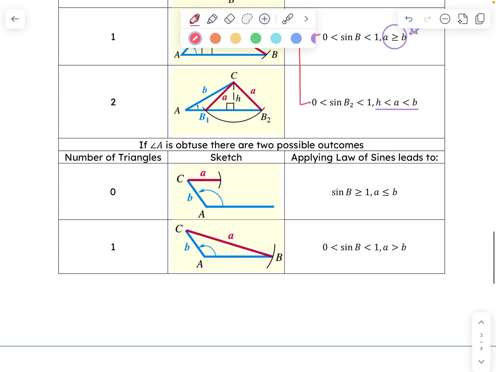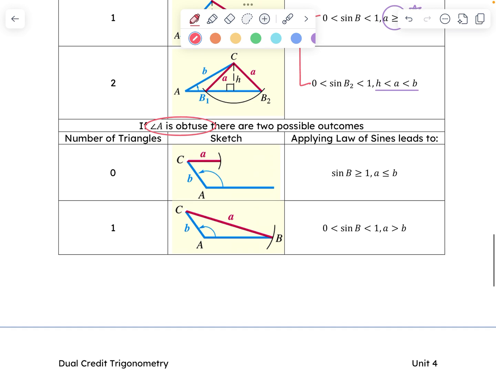Then this table down here, if your angle that you're given is an obtuse angle, you've only got two options. Makes it a little bit easier. You either have that your sine of B is greater than or equal to 1, which means there's no triangles, or you have that your sine is between 0 and 1, which means there's one triangle.